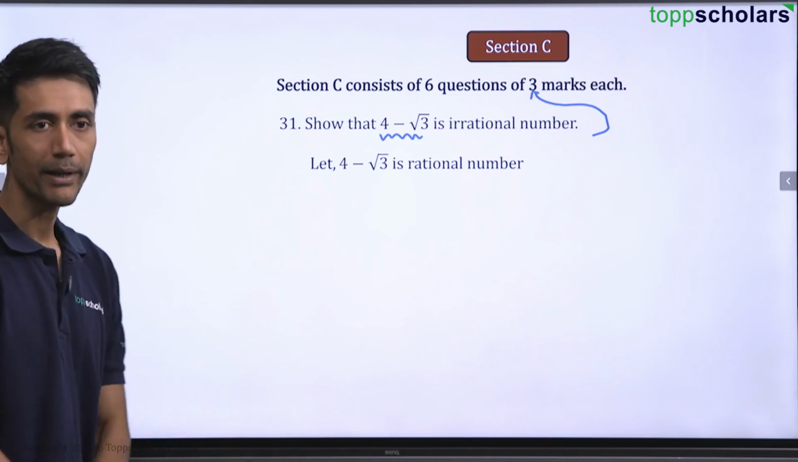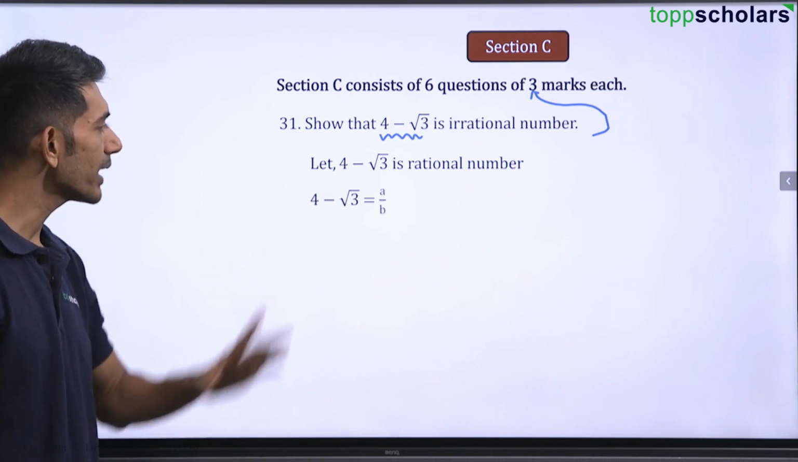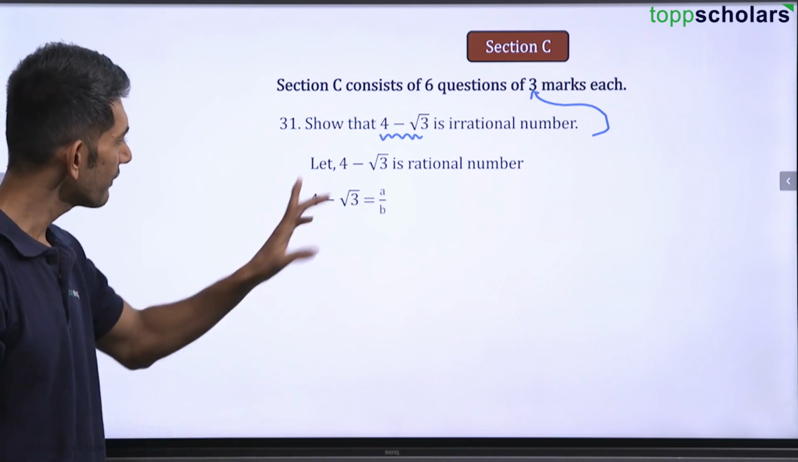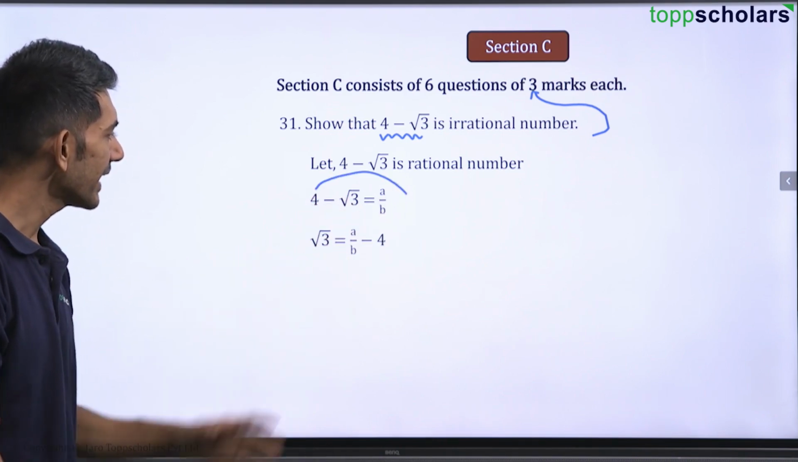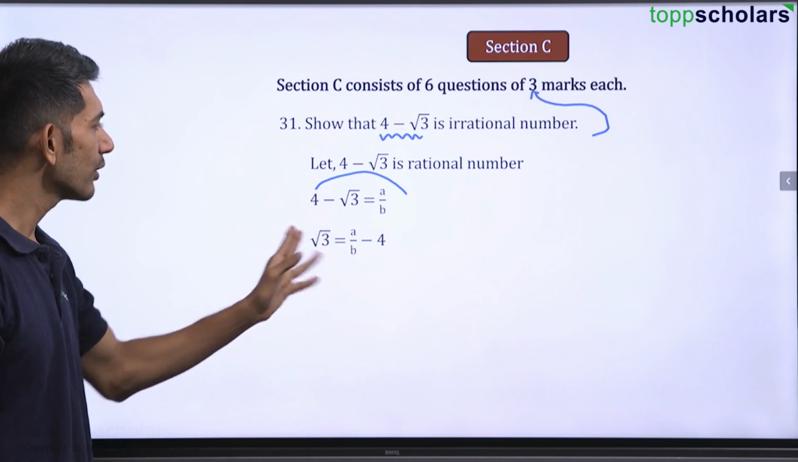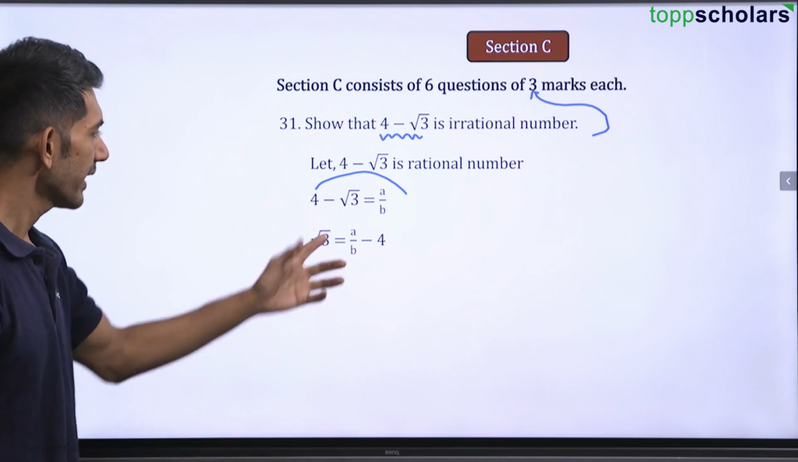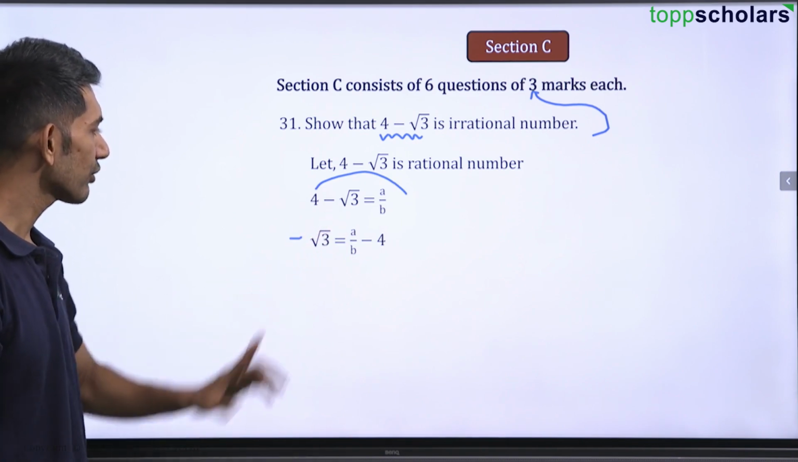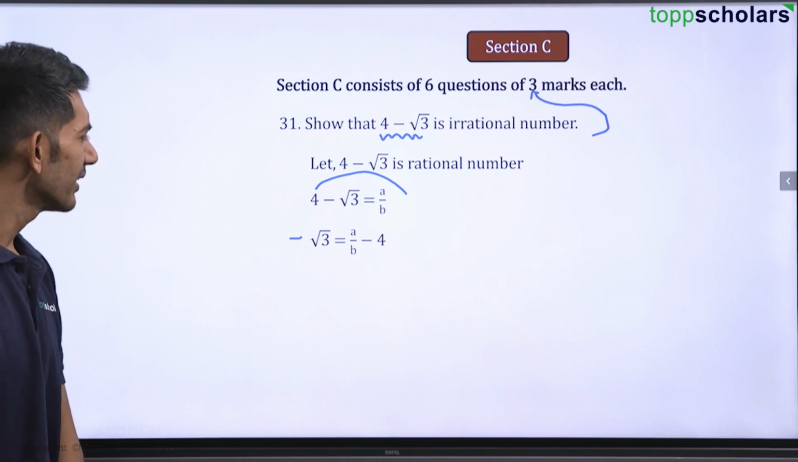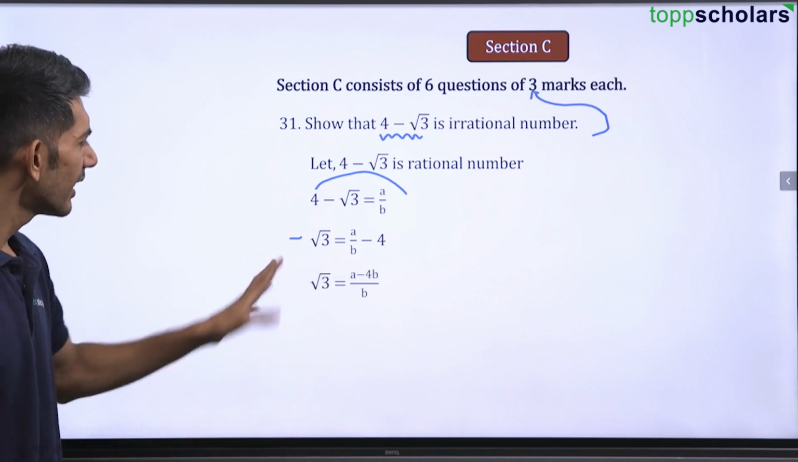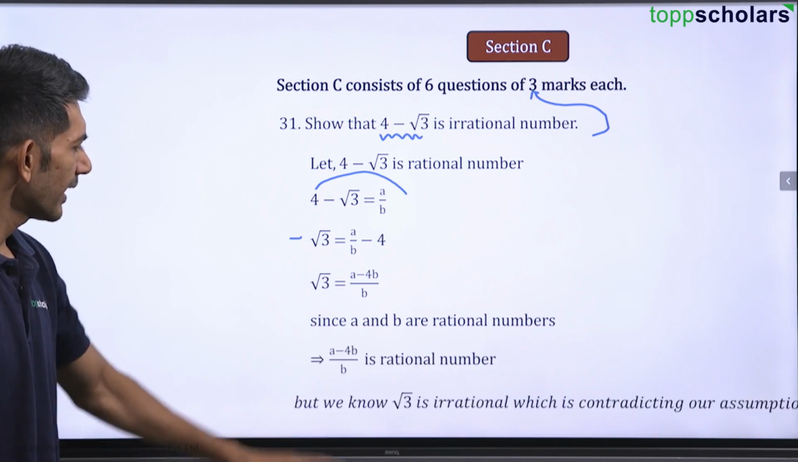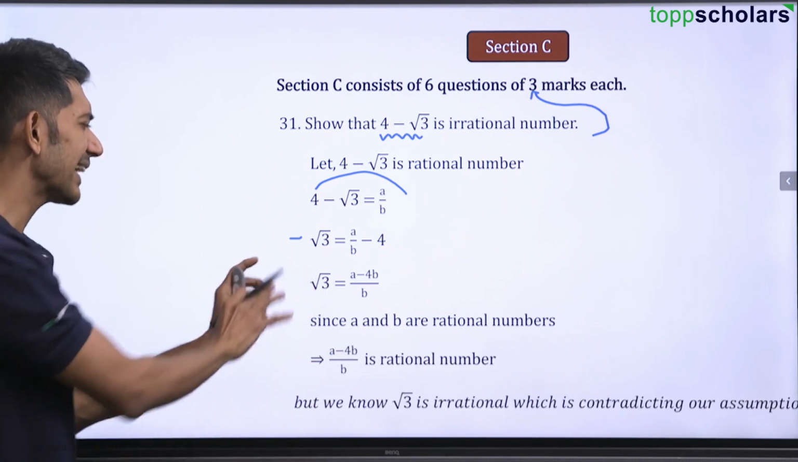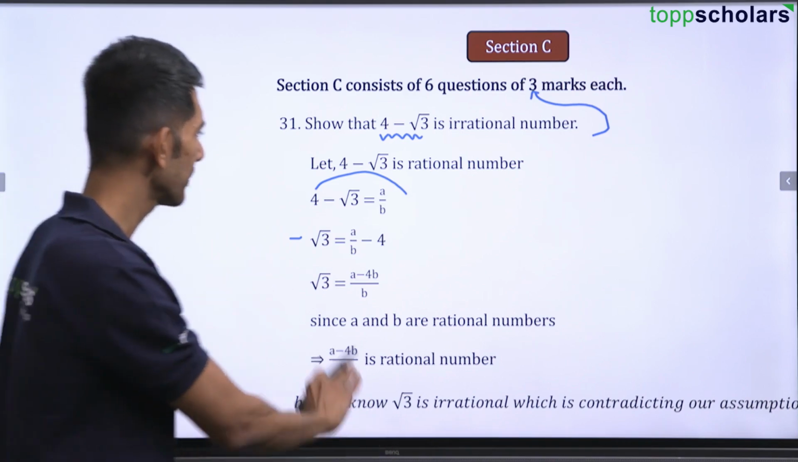So can I say 4 minus root 3 will be equal to a by b, correct? So if I take 4 on the other side, I get minus root 3 is equal to a by b minus 4. And if I solve this further, I get a minus 4b by b, and then I get this as a rational number. There is a slight error in this, no worries, I'll explain this to you.